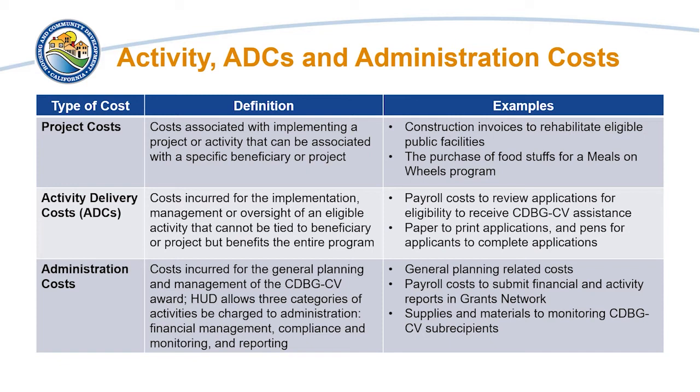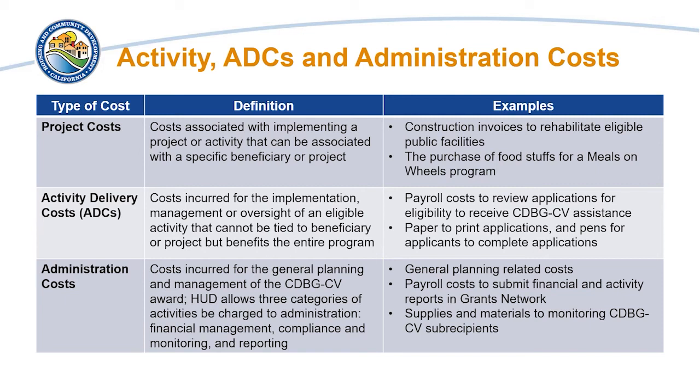Project costs are the actual costs associated with the benefit from receiving CDBG-CV funds. More simply put, project costs are the most common type of costs incurred for the CDBG-CV award. Examples may include construction invoices to rehabilitate eligible public facilities, or even the purchase of food and packaging materials for a Meals on Wheels program.